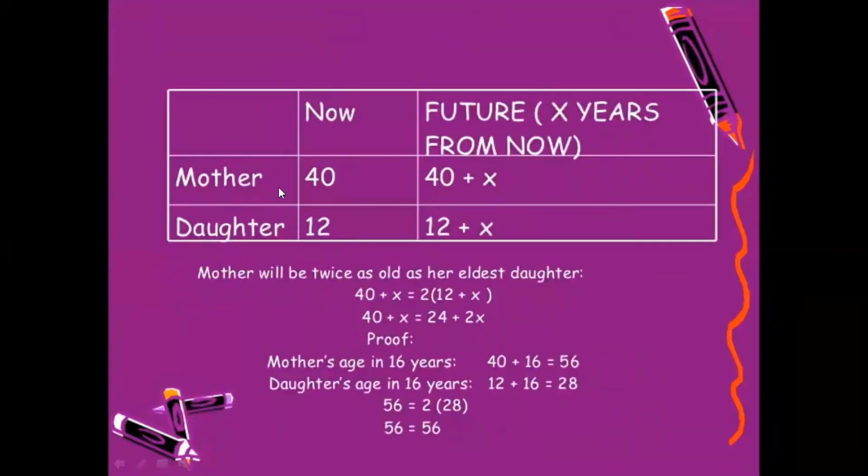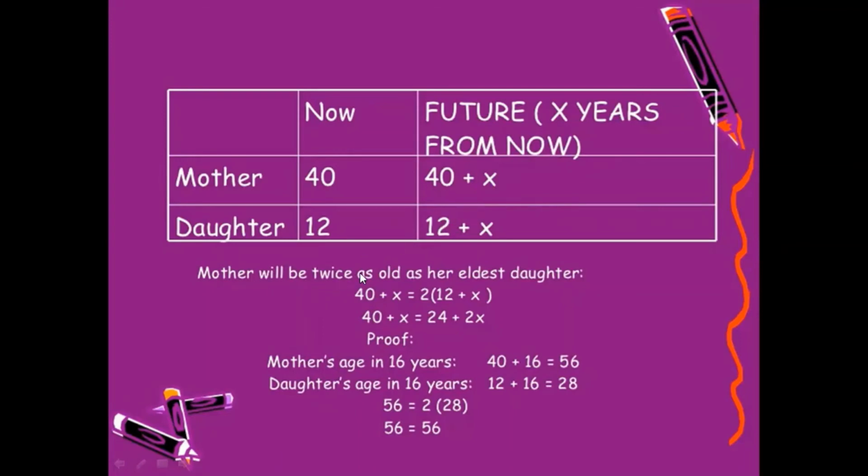So next is very simple. Now, mother and daughter, only two persons. One is 40 years old and the daughter is 12 years old. And for the future, we are interested in x years from now. The future is not mentioned, but that is x years from now. So 40 plus x and 12 plus x.